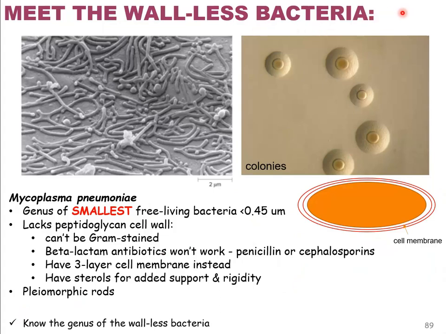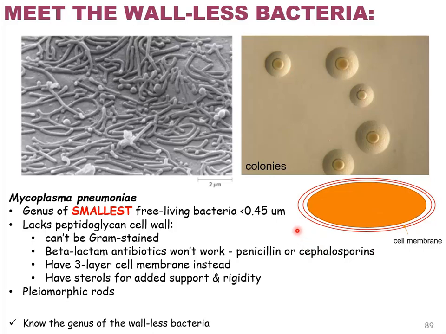Next up are the wall-less bacteria. So the genus Mycoplasma, and we're looking at Mycoplasma pneumoniae, which causes pneumonia. They are the smallest of the free-living bacteria, so not obligate intracellular parasites. They are less than a micrometer long. They're called wall-less because they don't have any peptidoglycan. Instead, they have an extra cell membrane.